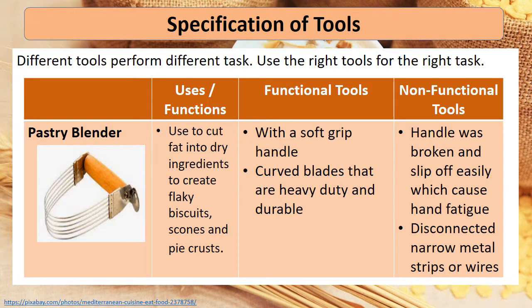The pastry blender. It is used to cut fat into dry ingredients to create flaky biscuits, scones, and pie crust. It is functional if it has a soft grip handle and curved blades that are heavy-duty and durable. It is non-functional if the handle is broken and slips off easily, which causes hand fatigue, and with disconnected narrow metal strips or wires.